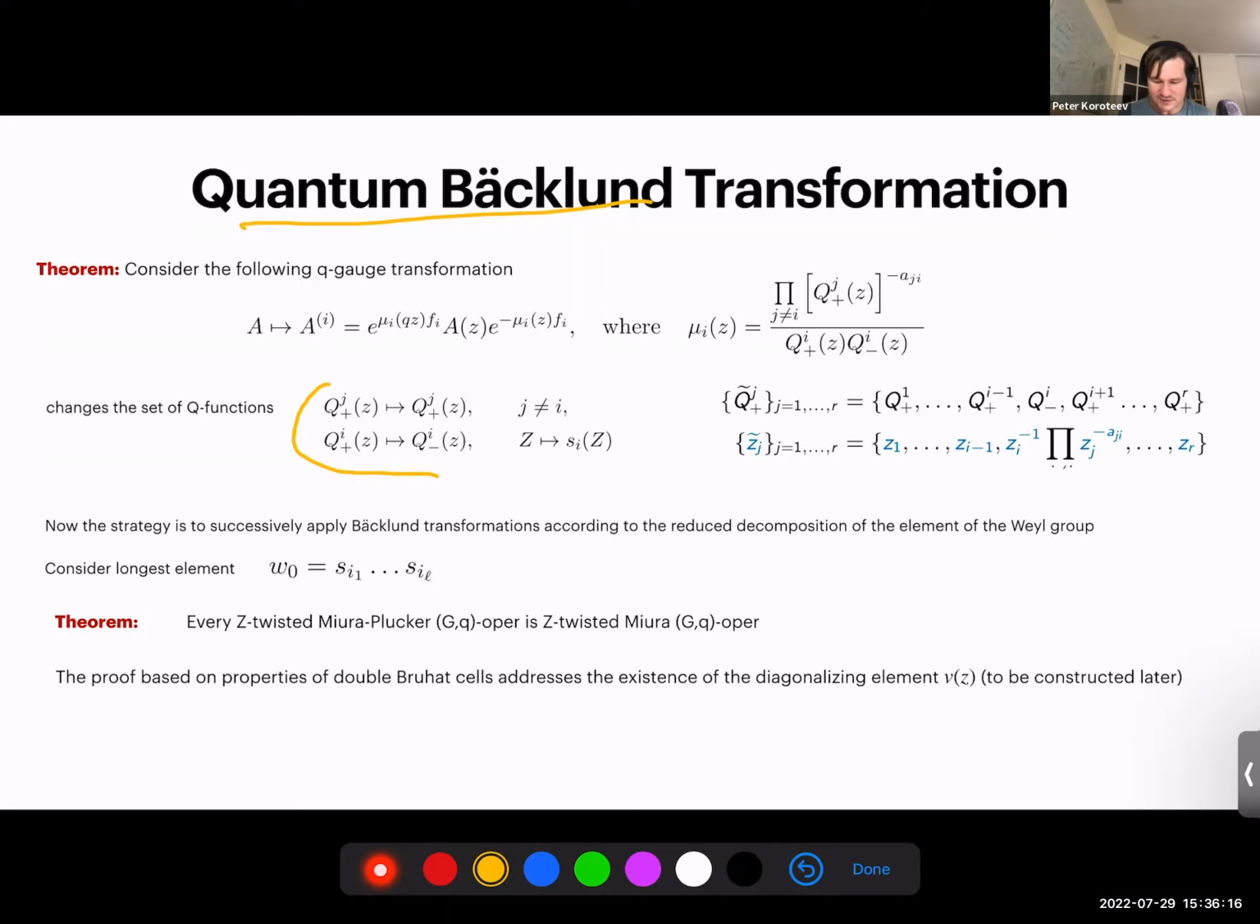So on the level of the QQ system, you replace on the ith node Q plus with Q minus, and some other things with a twist. And in terms of the oper, you take the Q connection and you twist it. So let's say this oper was in B plus, like for SLN, an upper triangular matrix, and you twist it with something from B minus, right?